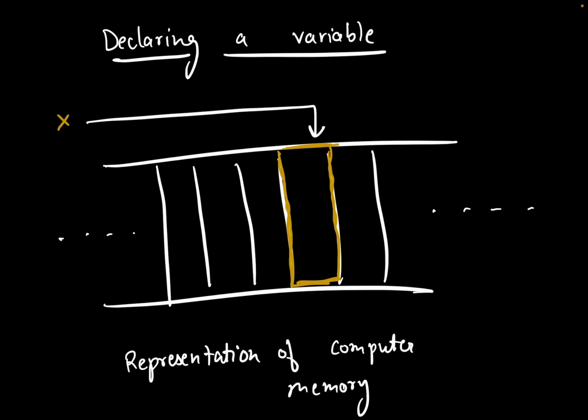So here let's say I tell the computer that I want a variable x. What the computer is going to do is take this name x and allocate this name to some memory location in the computer's memory. So now this memory location is referred to by the name x, by the variable x. This process is known as declaring a variable.